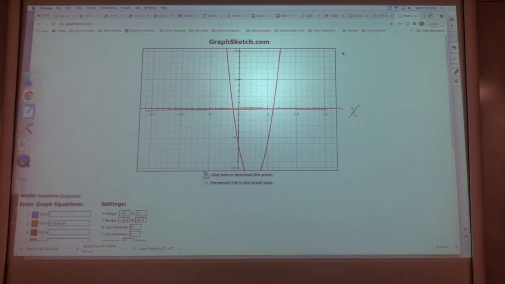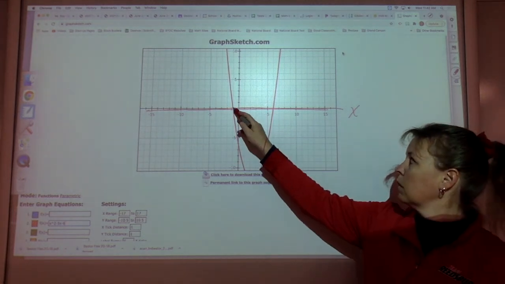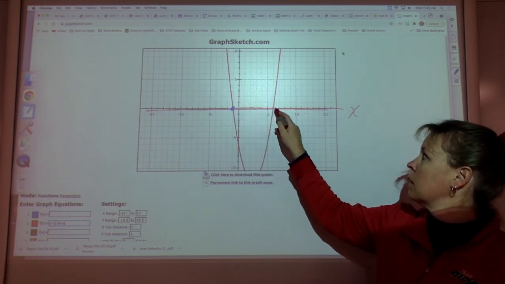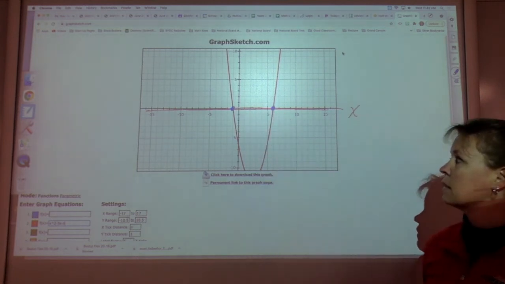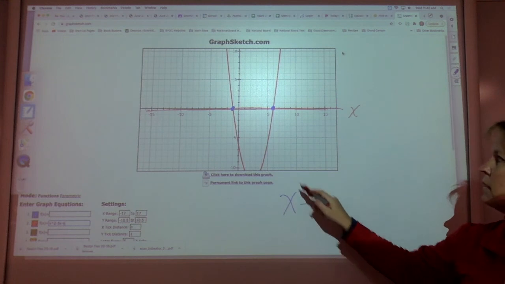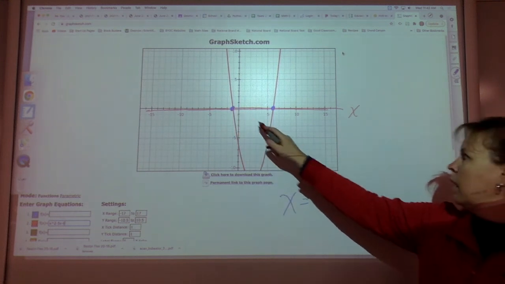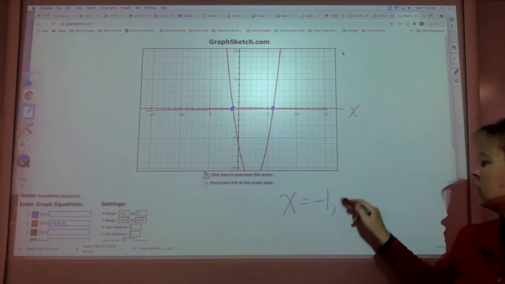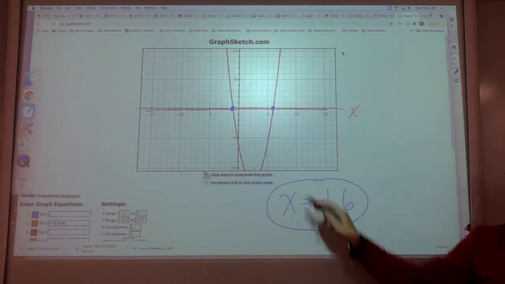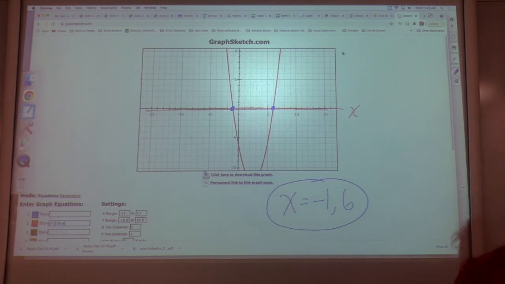There's your graph. It's kind of big, but it doesn't matter how big it is, because all we're looking for is the two places where it hits the x-axis. Where does it hit the x-axis? Left 1 space, -1, and right 5, 6 spaces. So at x equals -1 and 6 are your two answers.